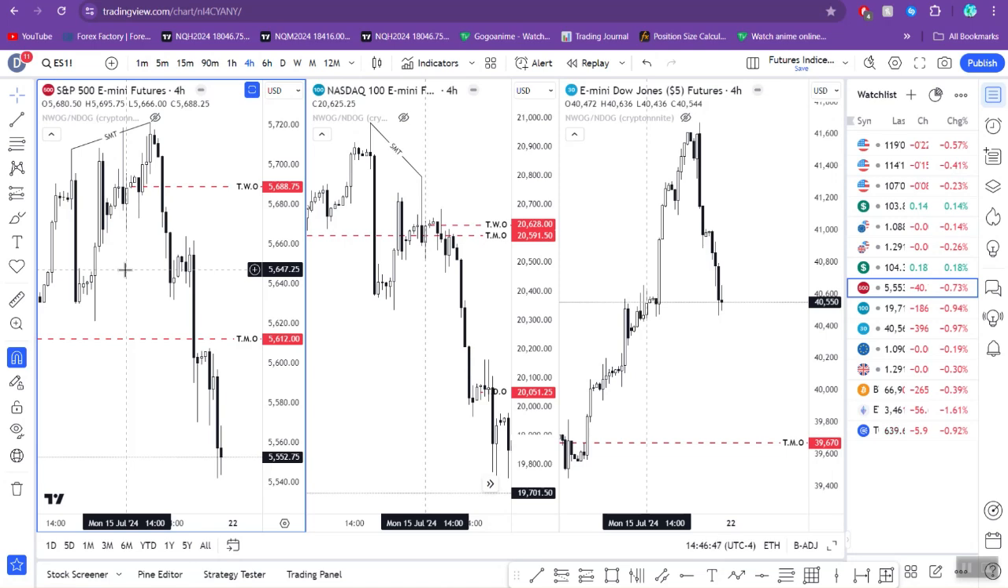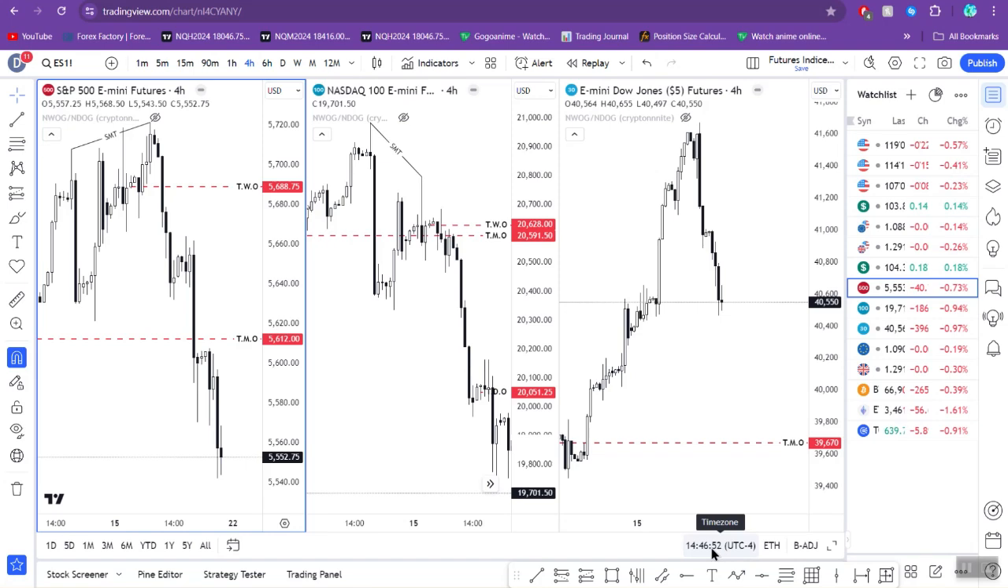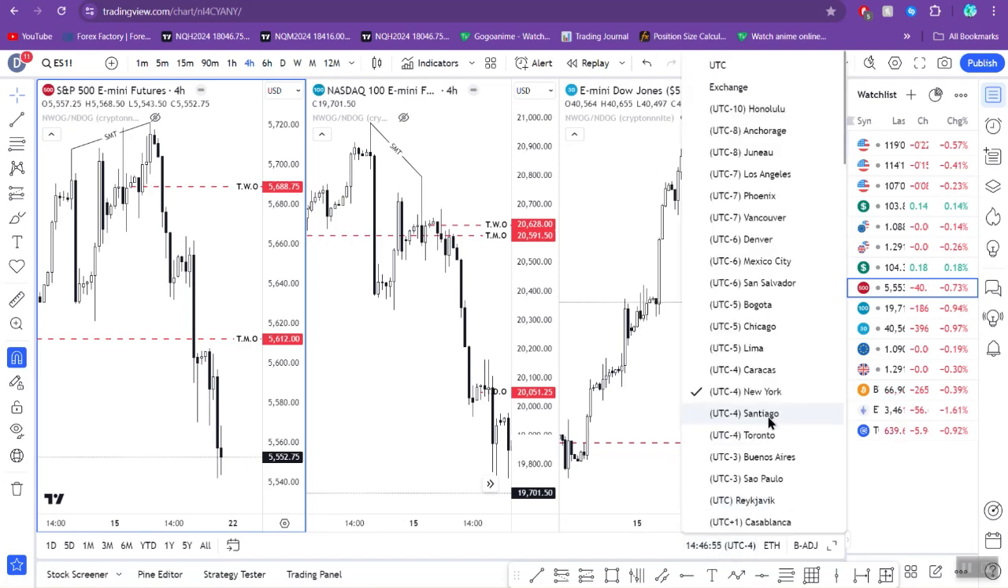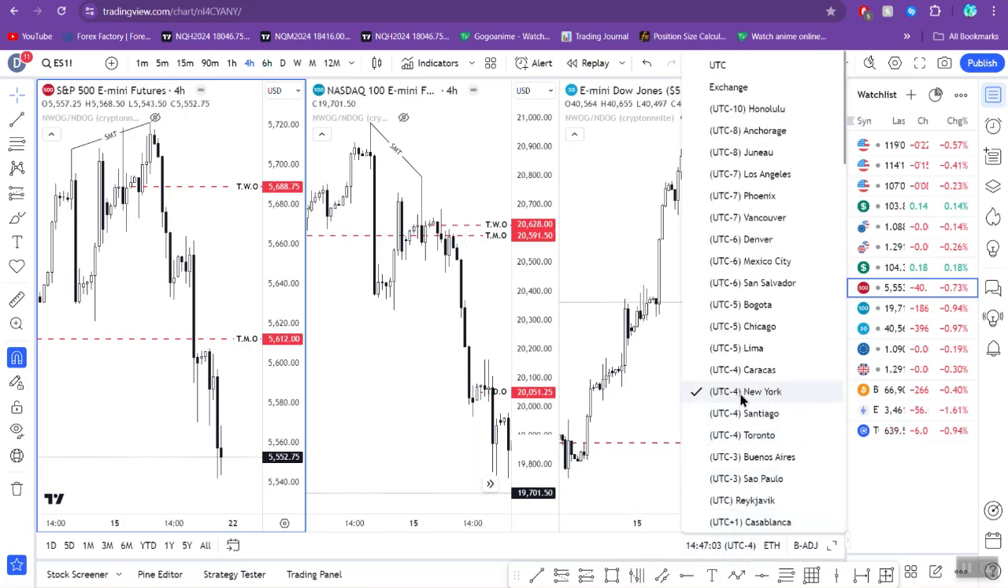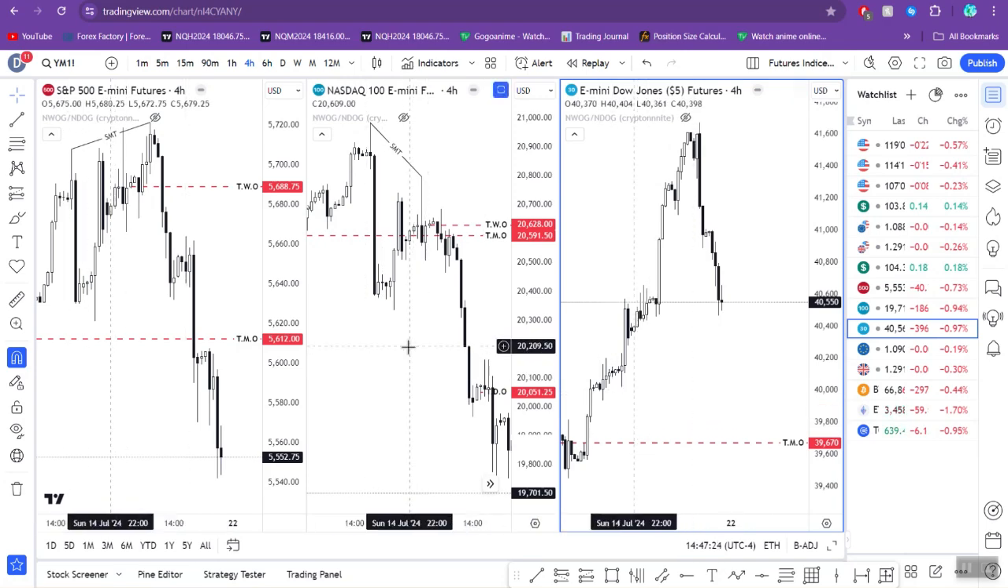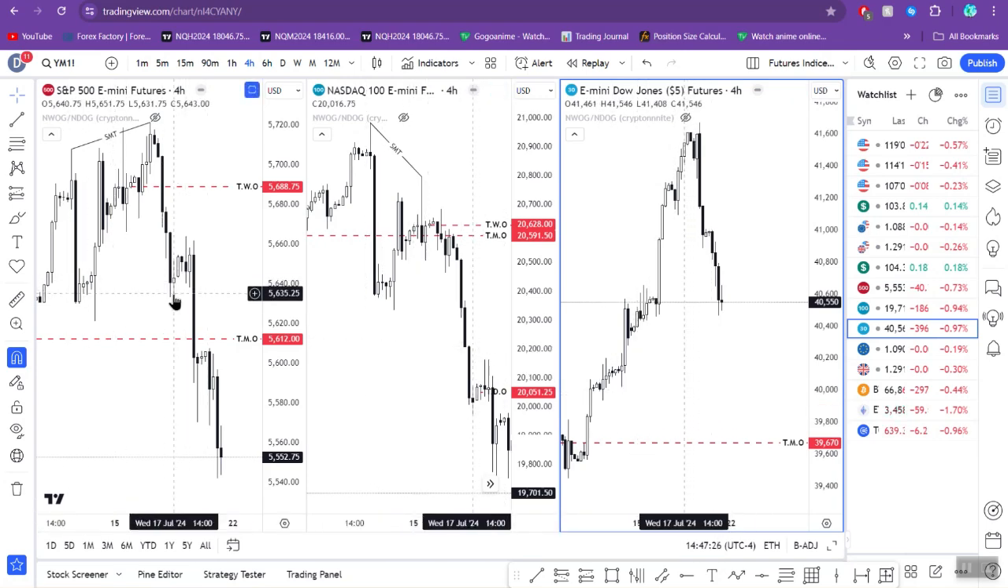Before we begin the video, I just want you to know that whenever I am trading, I always keep my time on New York time. If you're on TradingView, which is what we use for our analysis, you put your time on UTC-4, which is New York time. Sometimes it's going to be UTC-5, when I believe there is daylight savings or whatever. It doesn't matter. Always keep it on New York. Always select New York no matter what.